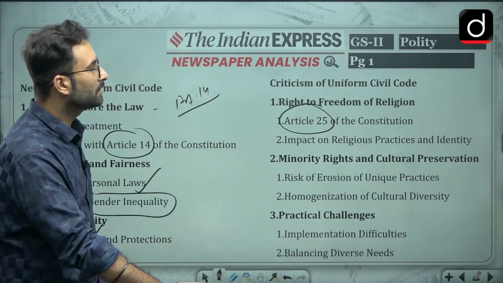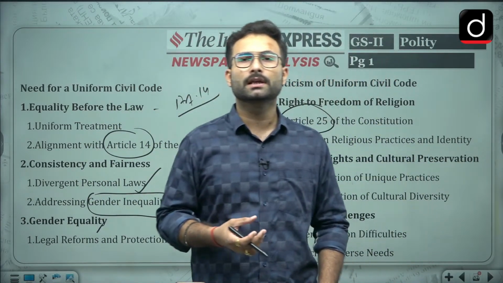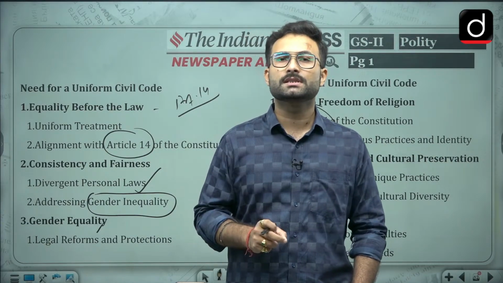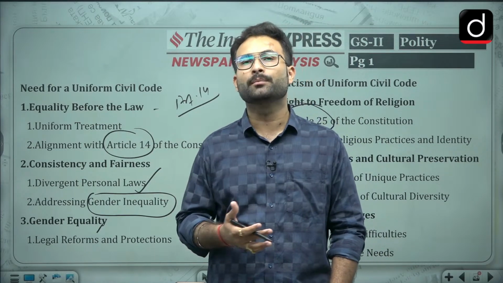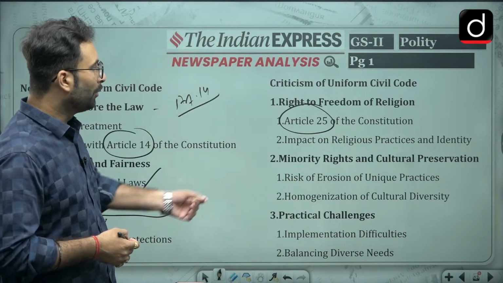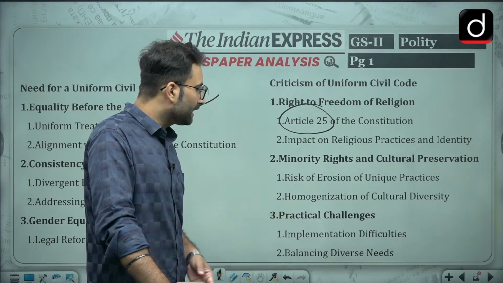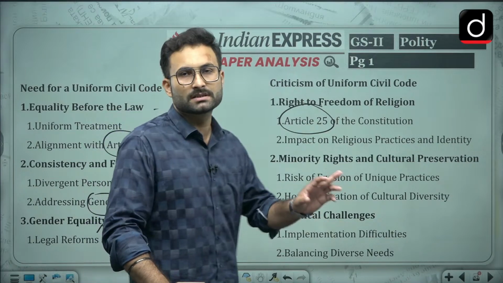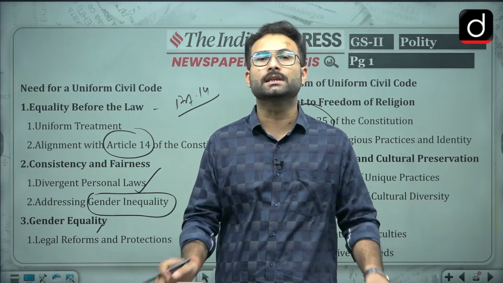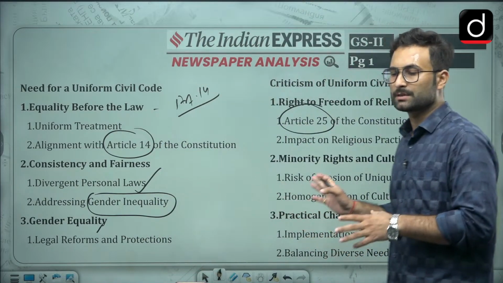Now, minority rights and cultural preservation: the risk of erosion of unique practices. When we go for a uniform civil code, the term uniform itself says that we are homogenizing the process. Because of this, there are chances that unique practices in different communities might be at risk. So there is the risk of erosion of unique practices and homogenization of cultural diversity, because the word uniform means there will be homogenization. Now, practical challenges, that is implementation difficulties and balancing diverse needs. Because our country has a vast set of people living here, we have vast diversity, so ultimately implementation becomes a little bit difficult. So these are some of the challenges with respect to the uniform civil code.